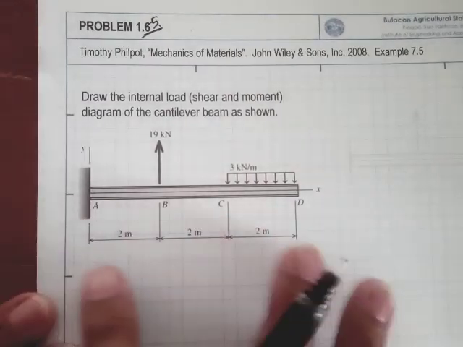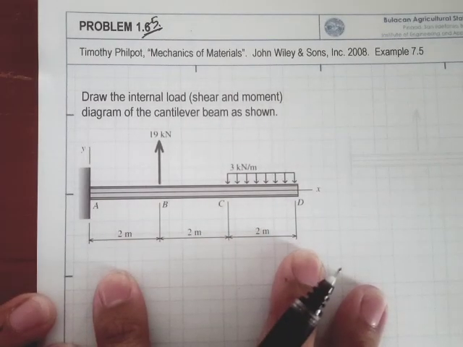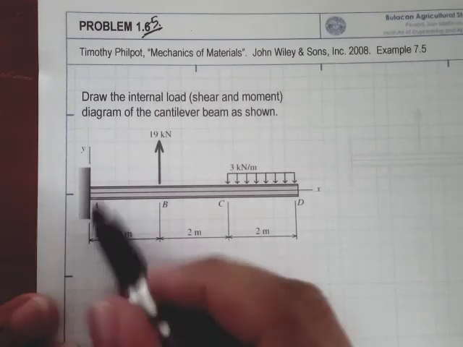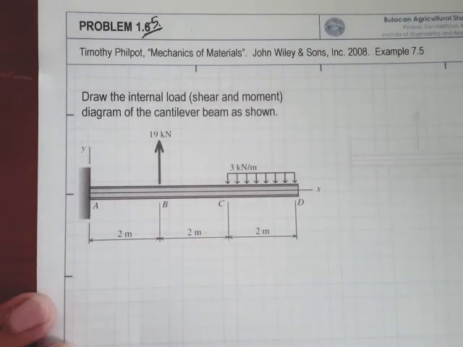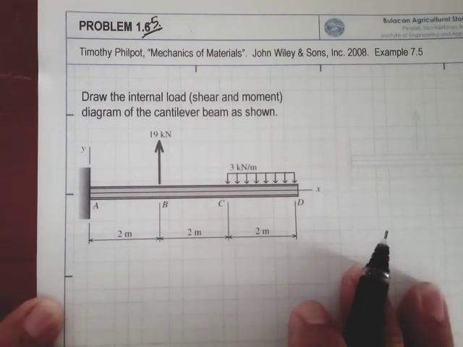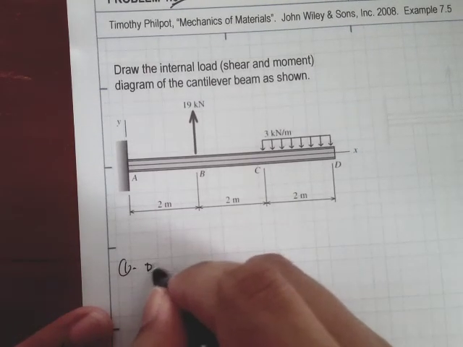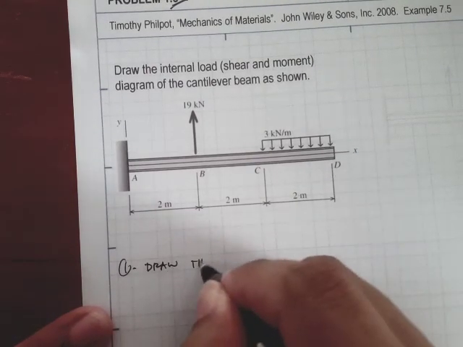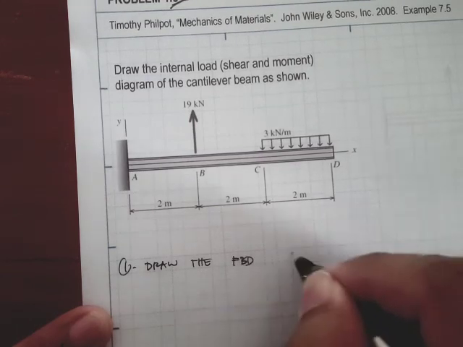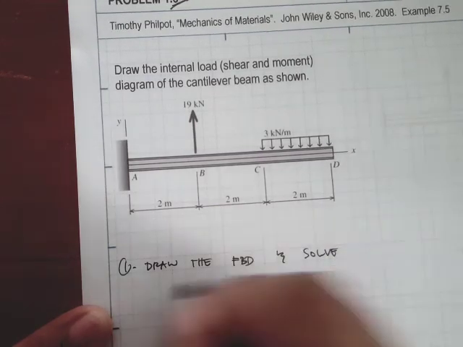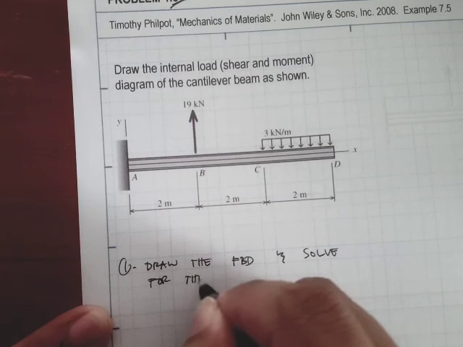Okay, so looking at the problem, this is actually a determinate problem because we have 3 unknowns, 3 reactions at point A, and we have 3 equations of equilibrium. So therefore, this is a determinate problem. Okay, so the first step is to draw the free body diagram and solve for the support reactions.